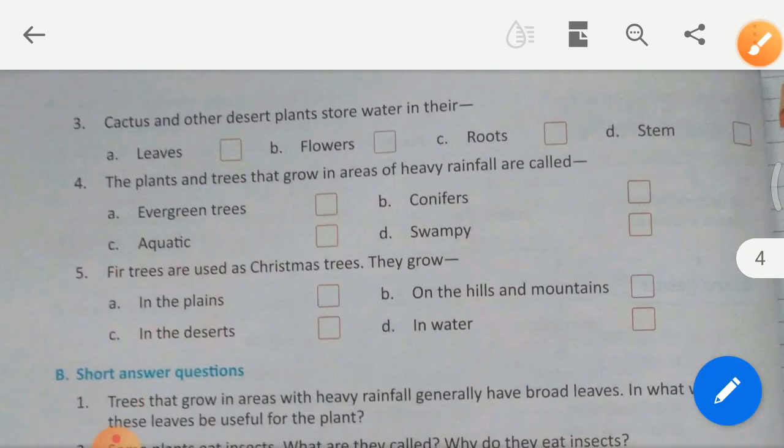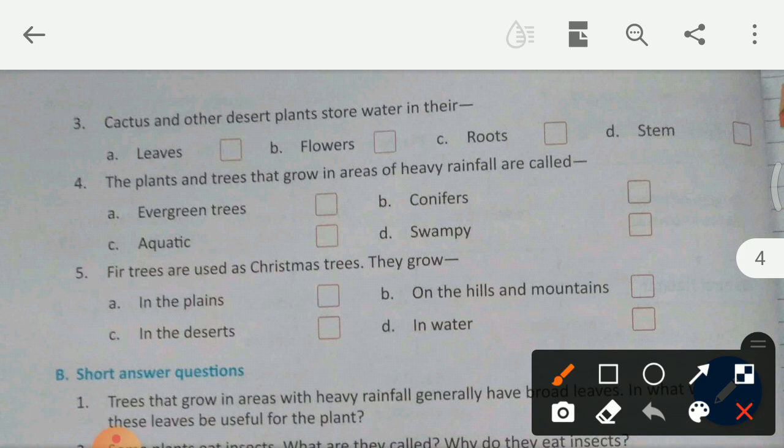The next one: cactus and other desert plants store water in their leaf, flower, root, stem. You know that if you take a cactus, it does not have leaves. So where does it store the water? It stores the water in the stem.